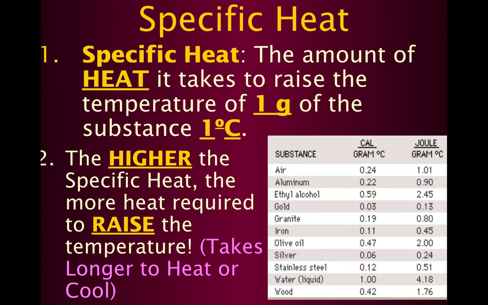If you think about any kind of metal, they get hot really fast, but they also cool really fast. Whereas water, think about it on the stove, takes a long time to heat up and boil. It's also going to stay hot for a while. So specific heat describes how long it takes to heat or cool a substance. Metals are going to be faster.